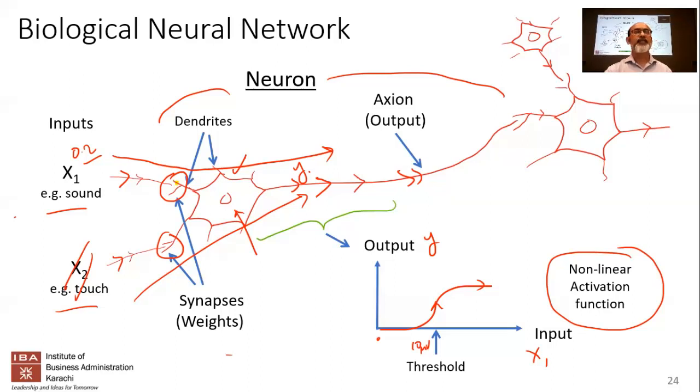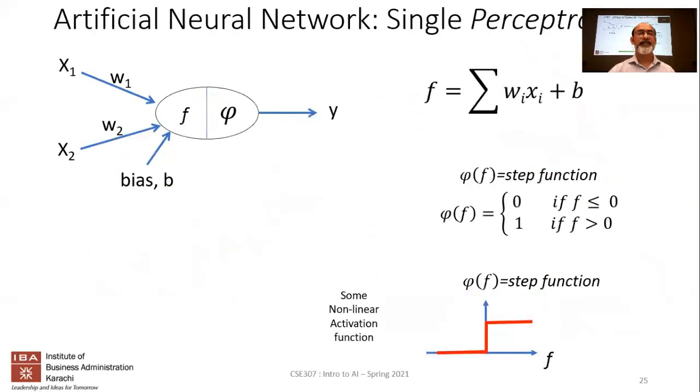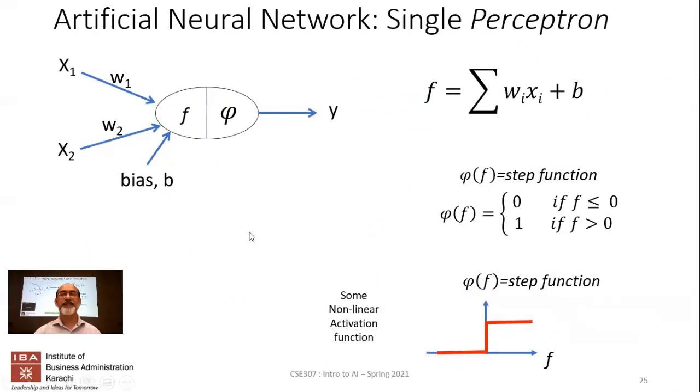Now, how does this relate to an artificial neural network? As I said, the brain is extremely complex. What we're going to do is make a simplistic version of this model of the brain. The first version of this includes only a single cell. So a single cell is going to be replaced by a single perceptron. A perceptron is simply a model of a single cell.